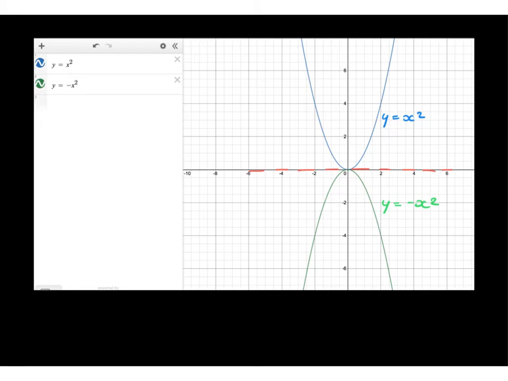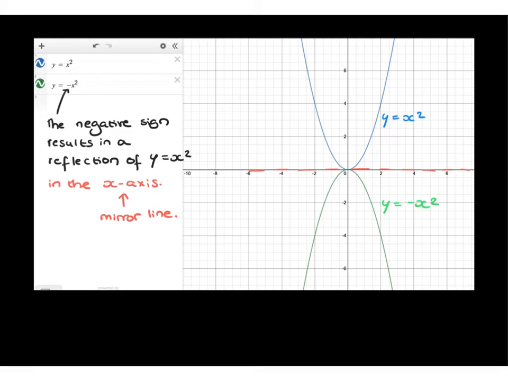So imagine reflecting that blue graph in the x-axis, you get the green graph, or vice versa. Reflect the green graph in the mirror line, the x-axis, and you will produce the blue graph. So here we have a reflection in the x-axis. So the negative sign results in a reflection of y equals x squared in the x-axis, which is the mirror line.